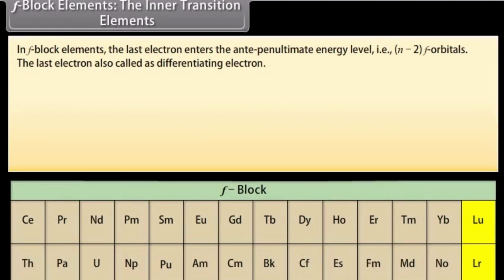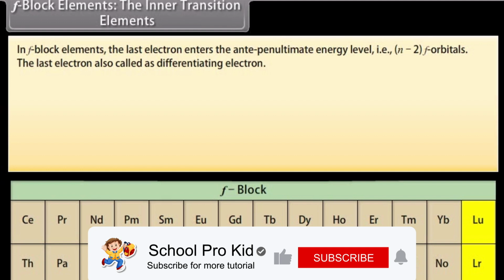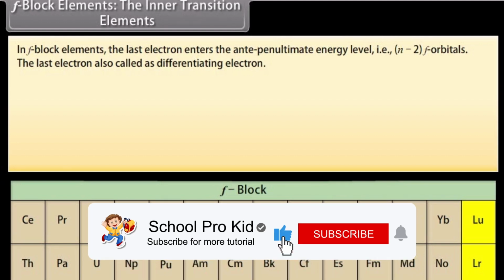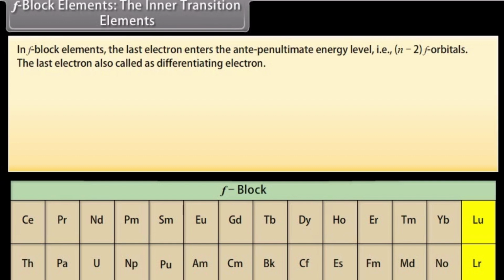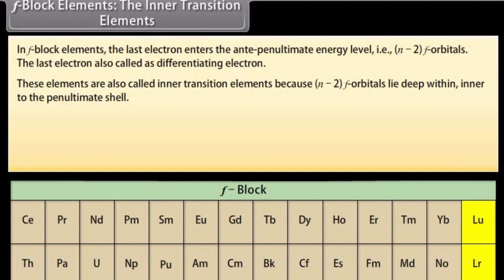F-block elements, the inner transition elements. In F-block elements, the last electron enters the antepenultimate energy level, that is (n-2) f orbitals, where n can be 6 or 7. The last electron is also called the differentiating electron. These elements are also called inner transition elements because (n-2) f orbitals lie deep within, inner to the penultimate shell.